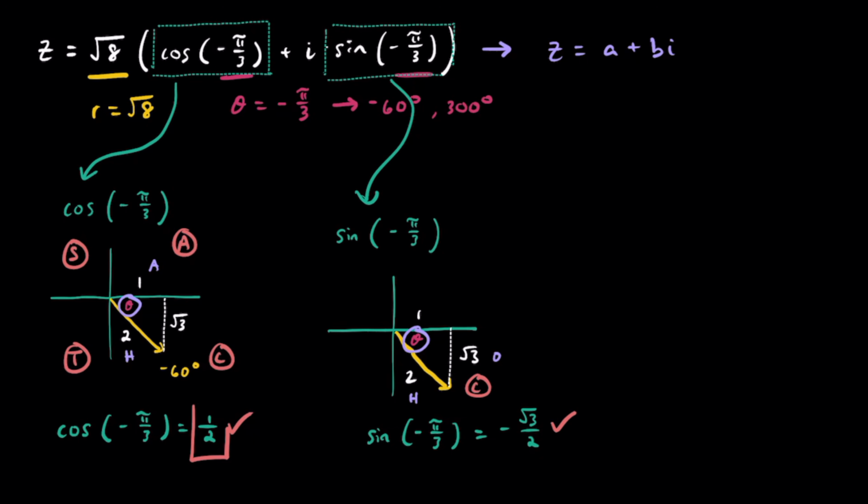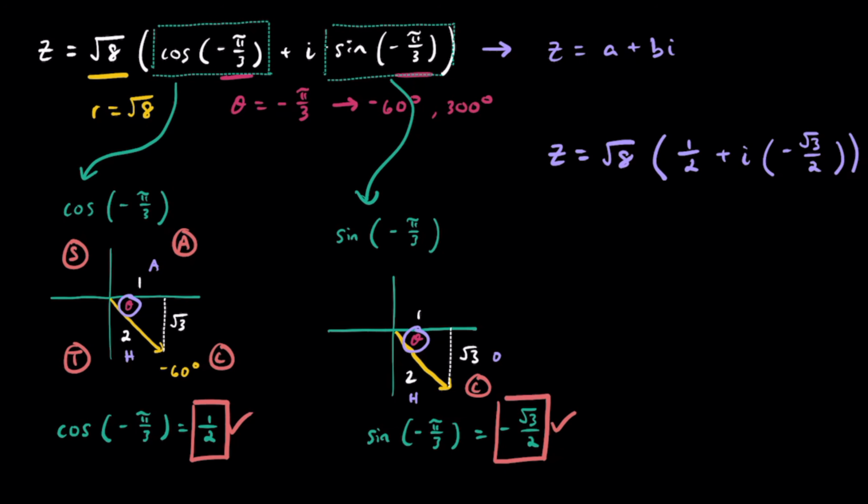Now that we know what cosine of negative pi over 3 is and sine of negative pi over 3, let's substitute those values back in. So we have z is equal to the square root of 8 multiplied by our newfound value of 1/2 here plus I times negative root 3 over 2. Before we go any further, distribute the square root of 8. I'm just going to rewrite this as 2 root 2, if we just simplify that radical.